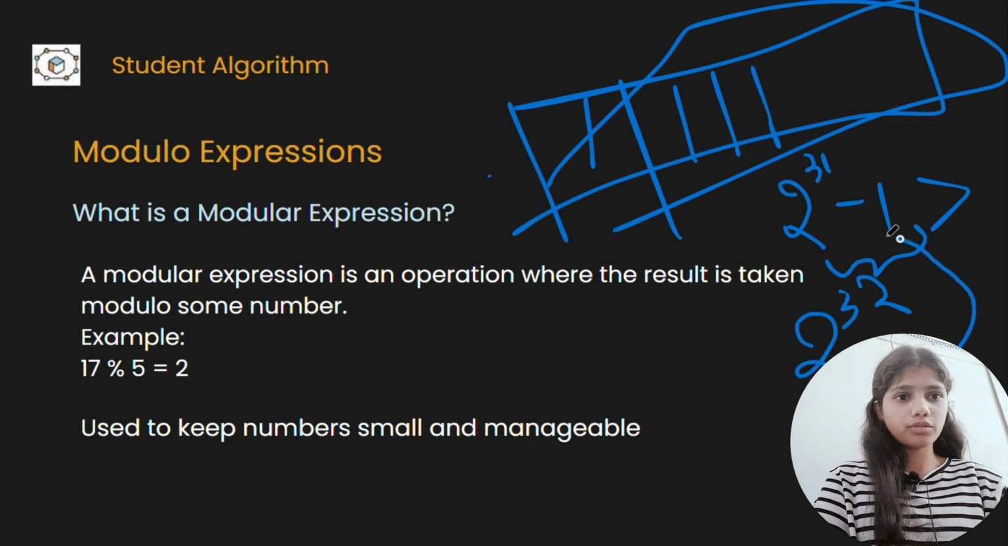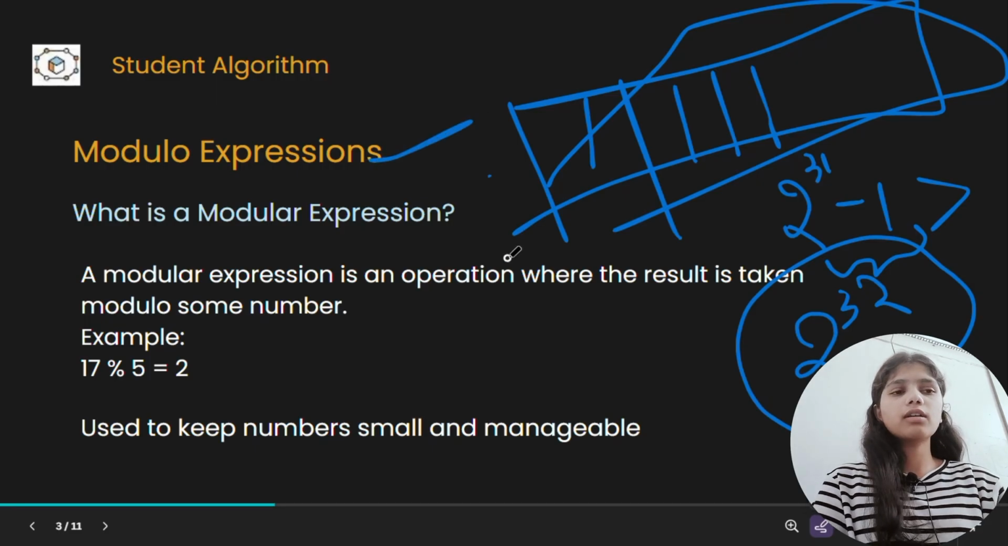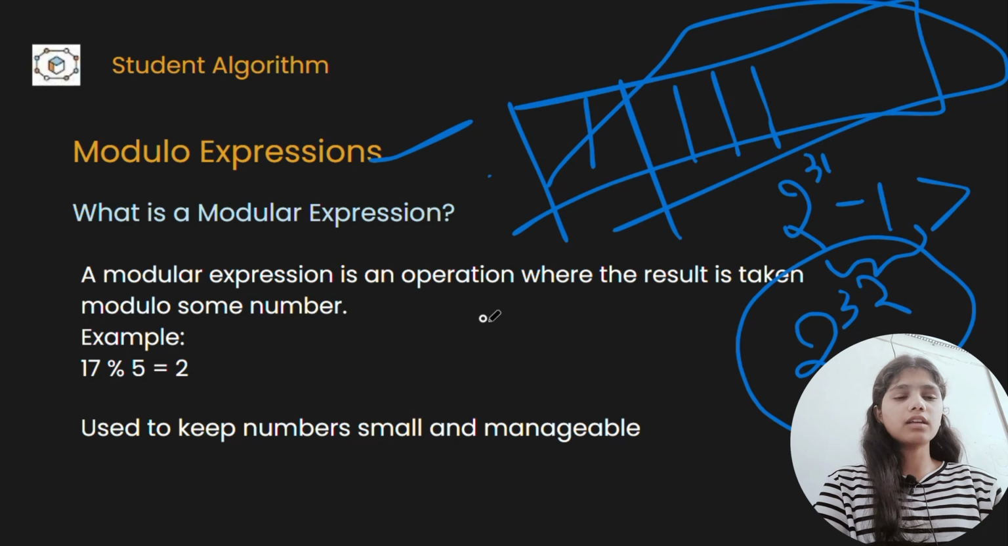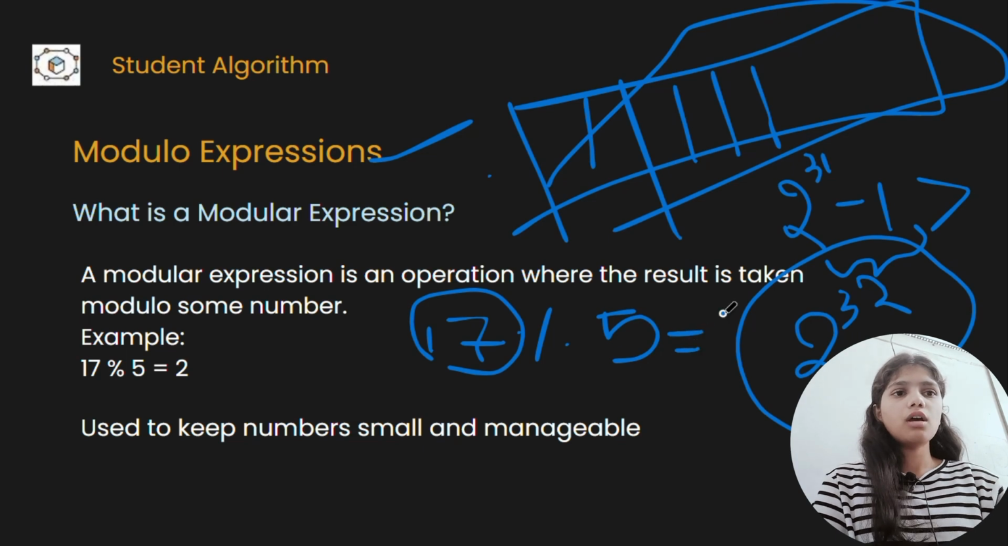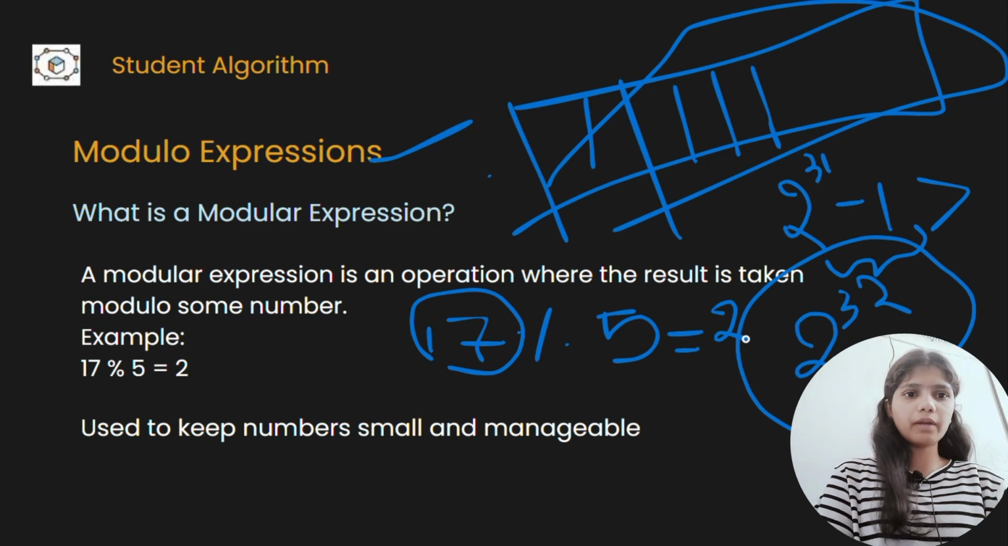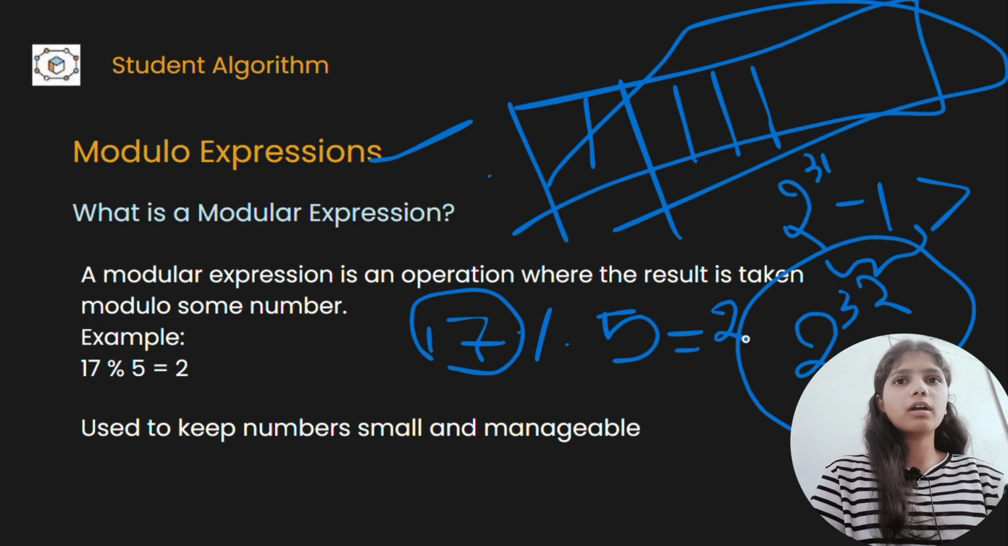To overcome this problem, we introduced the modulo expression. A modulo expression gives the remainder when a number greater than this is divided by some number. Suppose we take 17. Here 17 modulo 5: modulo gives you the remainder. When 17 is divided by 5, it gives a remainder of 2. So whenever the numbers are huge and cannot fit in the 32-bit register, we divide them by a particular number, and there we come across a modulo expression.